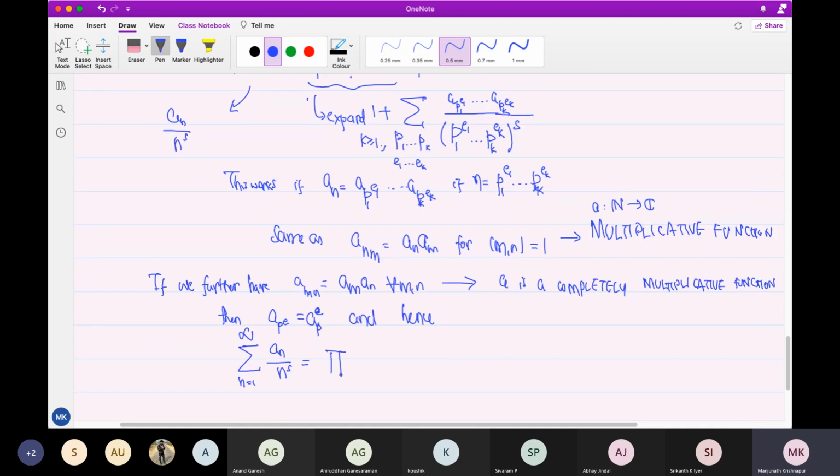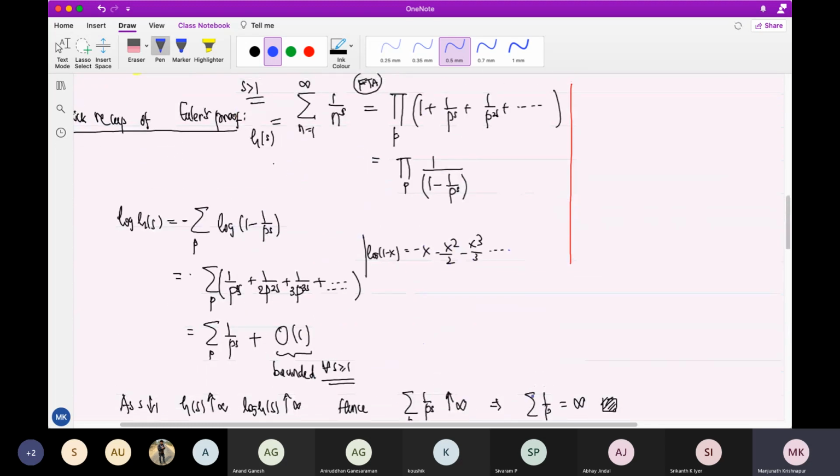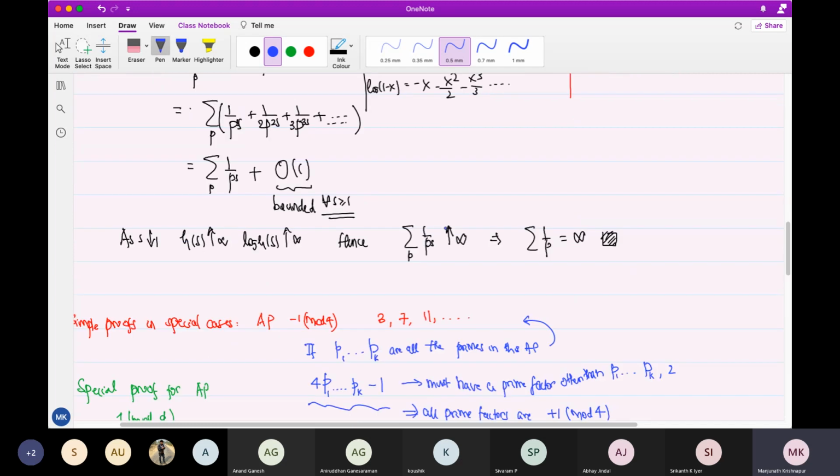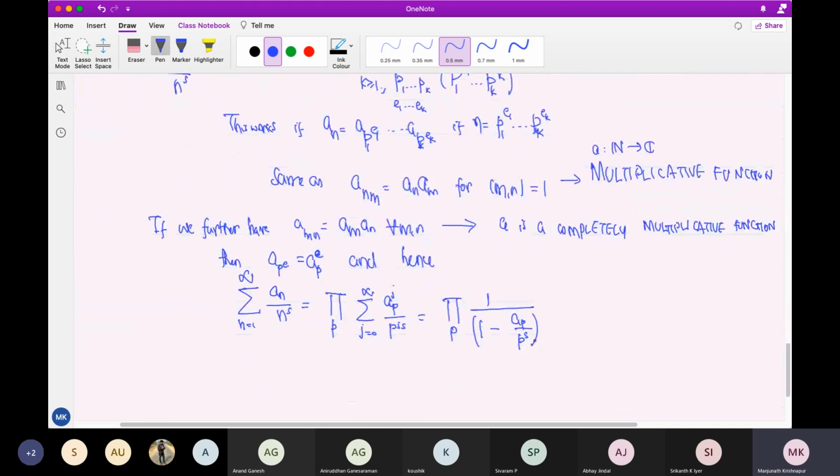So you get a product over p of the sum over j equals 0 through infinity of a(p^j) over p^(j s), which is actually a product over primes. This is a geometric series. We get 1 over 1 minus the first term, which is a(p) by p to the power s. So this is even closer to the Euler product formula, which we had here. So we went from here to here because it's a geometric progression. That is true if a is completely multiplicative. We get this, which is even nicer.